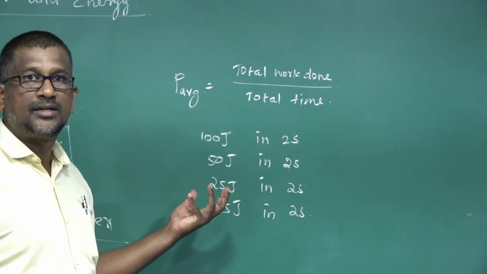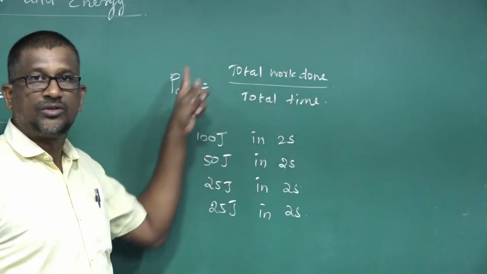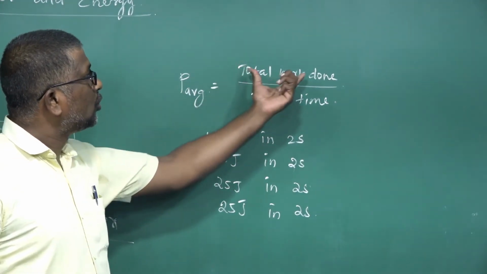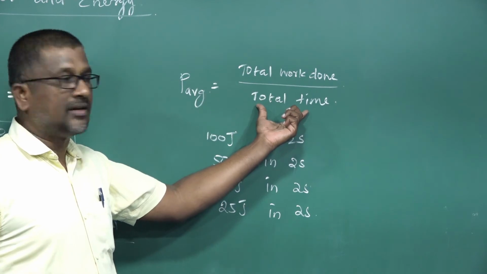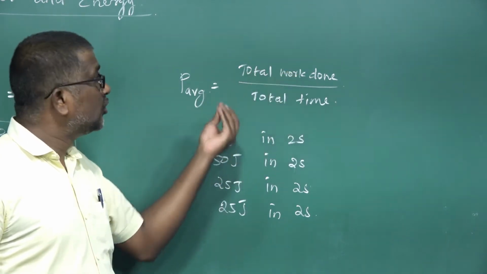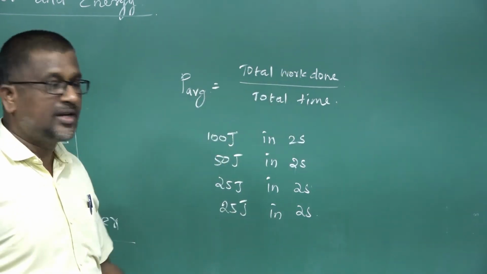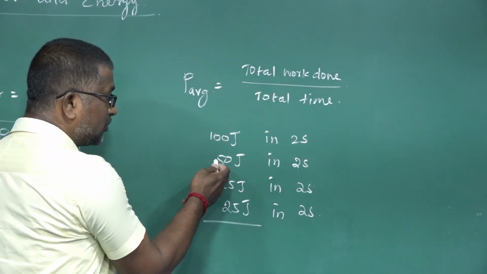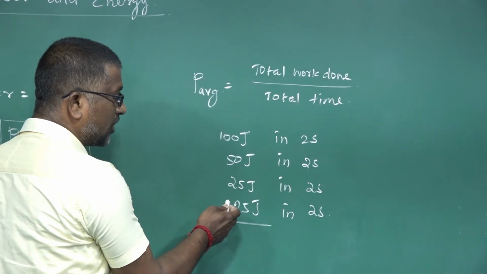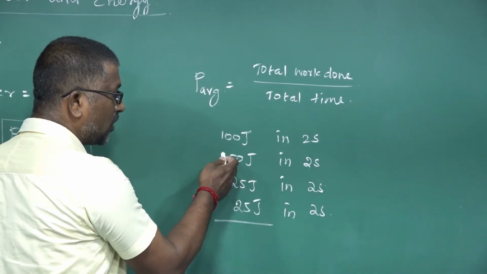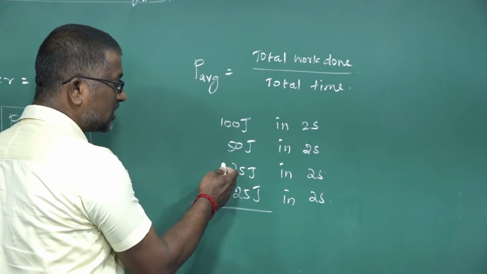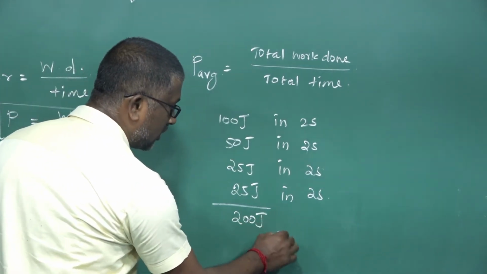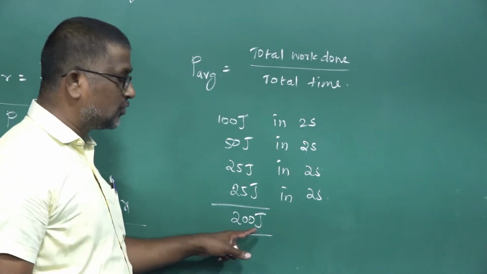Okay, how can you calculate? Very simple, by using this equation: average power is equal to total work done divided by total time taken. First we need to calculate the total work done by the person. 100 joule plus 50 joule plus 25 joule plus 25 joule. 100 plus 50 is 150, 150 plus 25 is 175, 175 plus 25 is 200. So total work done by the person is 200 joule.